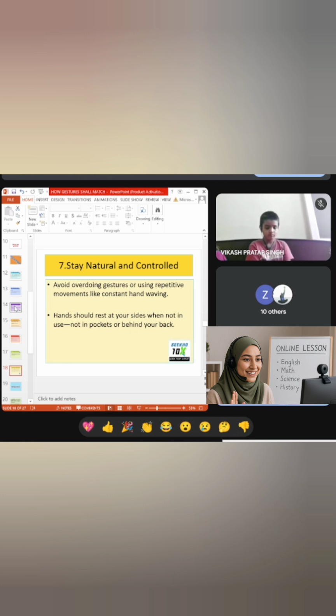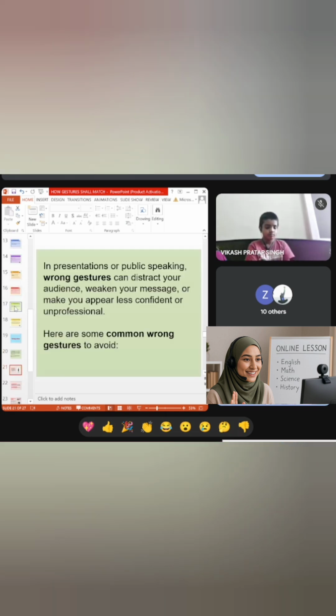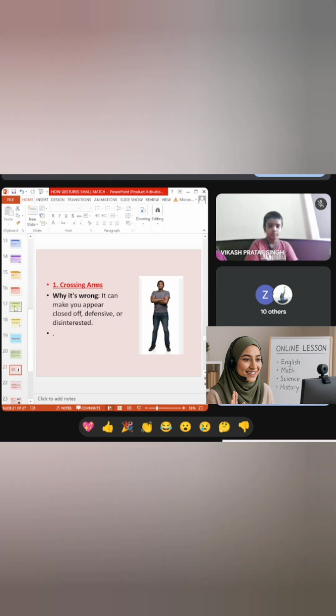Not too many gestures, and don't just stand still like this, showing no gestures at all. That should also be avoided. Wrong gestures. I finish my presentation by talking about wrong gestures. This is a wrong gesture, okay? If you're standing in front of your principal or your mentor like this, standing tall, and you have crossed your hands there, sometimes this looks offensive, defensive, or it shows disrespect to the tutor or mentor. If you're standing in front of adults like this, it shows a wrong gesture.